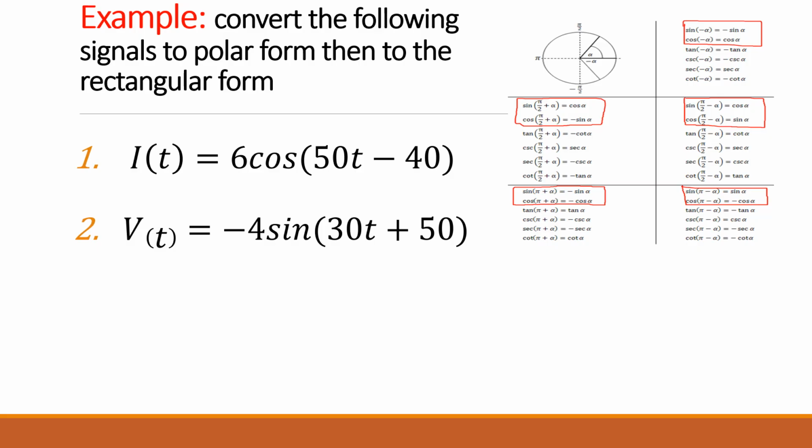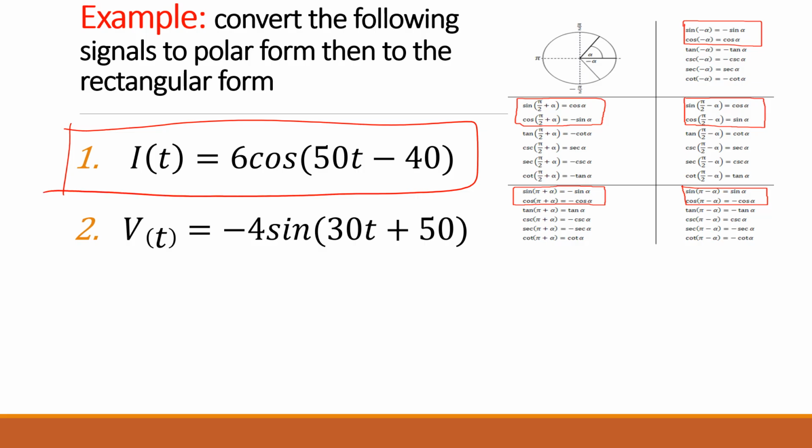Let's do this one. Okay, when you finish with this, do this one. Okay, so what can you say about this? How do you plot this? So if you convert this to polar form, how do you convert it? That will be 6 and a negative 40. Do you agree? Negative 40. Okay, now how do you plot this?